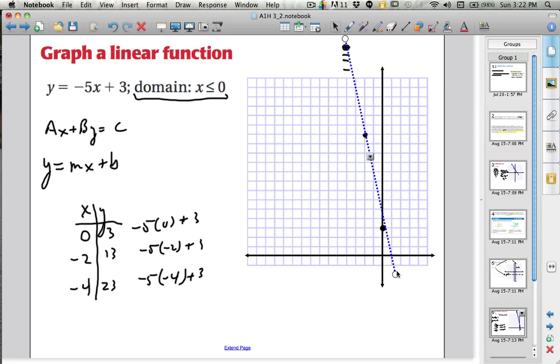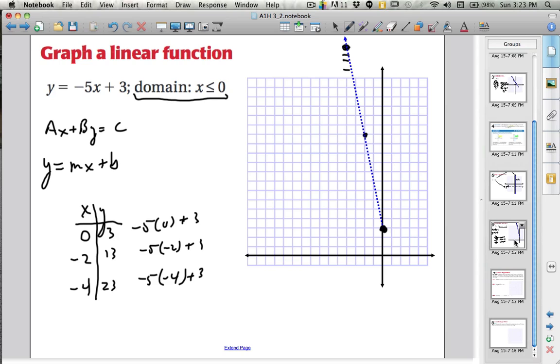Now this is going to be a ray. The dot at the end is going to be solid because it includes when x is equal to 0, because this says x is less than or equal to 0. If it had just been x is less than 0, then this dot would be an open dot, and it only travels to the left. So no little pointy arrow on each end. It starts here and it moves to the left only. And that's working with graphing when we have a specific restriction on the domain.